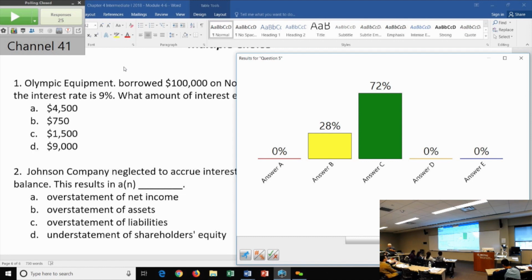Exactly. So C is the answer. And while I have you, what will be the journal entry for this one? It's 1,500. The adjusting entry here would be interest expense, $1,500, and interest payable, $1,500. All right, great, thank you.